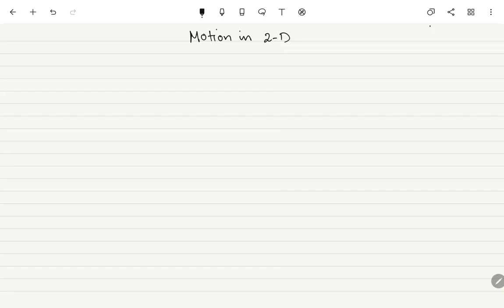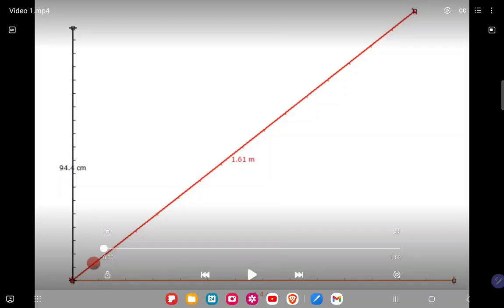In motion in two dimensions, the situation is a little bit different. The object is moving in two dimensions, x and y, at the same time. Let's have this model. As we can see in this model, this billiard ball is moving in the xy plane. The ball has two components, one is the intercept with the x-axis, the other one is the intercept with the y-axis.